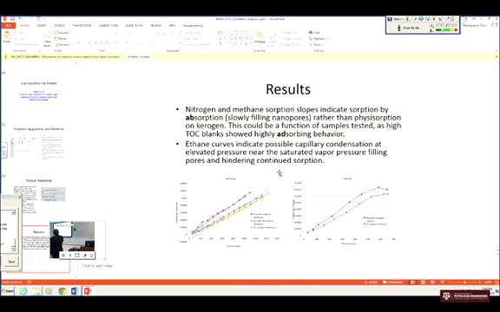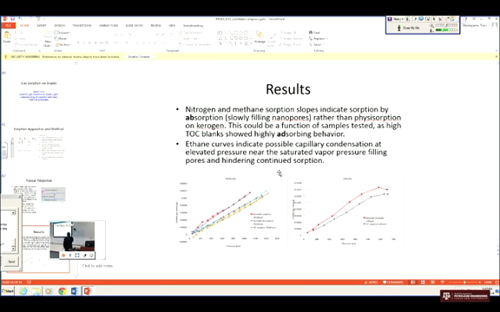On the right-hand side, we did this for both nitrogen and methane. So we have absorption, which is slowly filling the nanopores, rather than physisorption, which is the double layer basic idea of adsorption. This could be a function of the samples we tested, as the high TOC blank showed highly adsorbent behavior. So it is possible. However, this does not change the fact that it's not a Langmuir process. It's a pretty straight linear process.